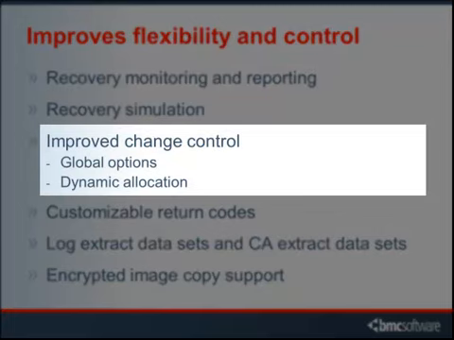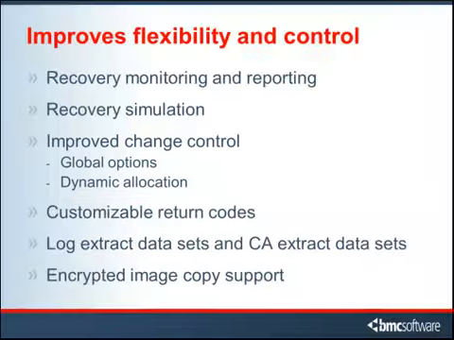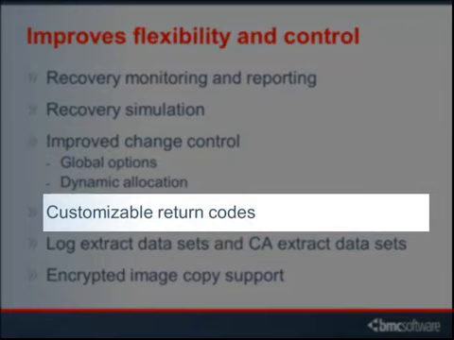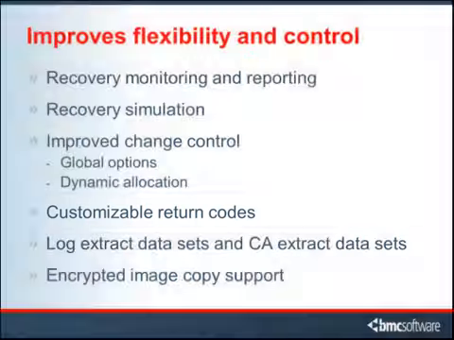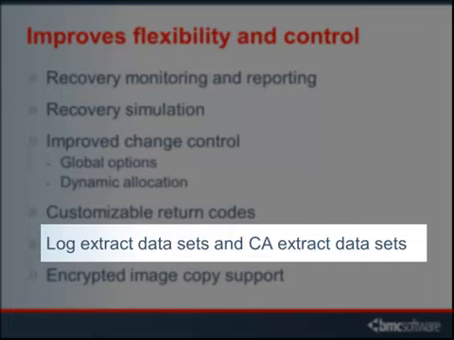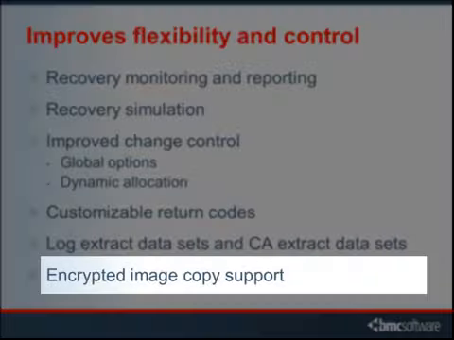By defining user-defined options in the Global Options module and by using dynamic allocation, you can reduce or eliminate changes to your recovery job streams when the environment changes. The recovery utility provides a method that you can use to customize the utility job step return codes or cause a user abend in response to a specific message. The recovery utility can create log extract datasets and change accumulation extract datasets to prevent reprocessing of log and change accums during a restart. Also, the recovery utility supports encrypted image copies.